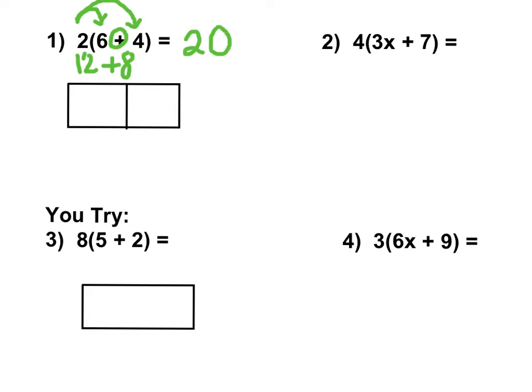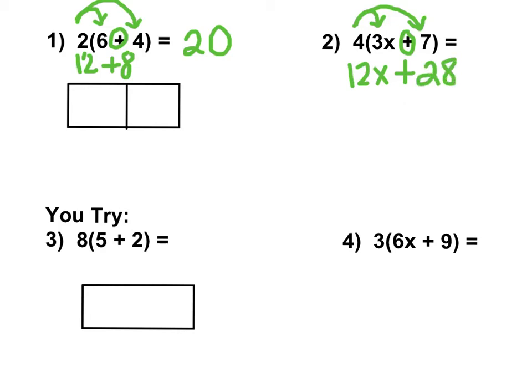answer would be 20. Now for problem number 2, you probably noticed there's a variable. We're still going to use the distributive property the same way, except something's going to happen at the end, unlike number 1. So we're going to multiply our 4. We're going to distribute the 4. Taking 4 times 3x, we get 12x. Bringing down our plus sign, and then taking 4 times 7, which would be 28.